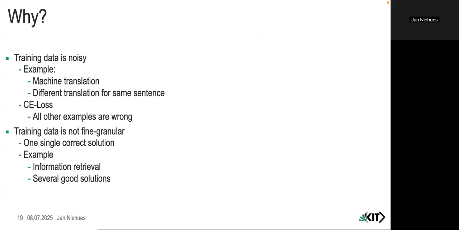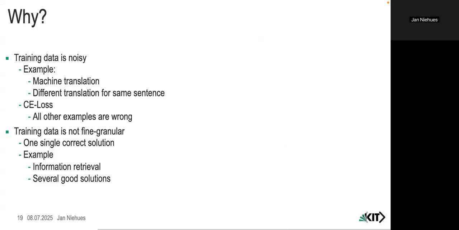Often we have ambiguous tasks. If you think about sentence generation, it can be that some are good and some are better, but it's not like the one is right and all the others are wrong. So the problem is that this training data is typically not this fine granular. You have only the one single correct solution, while in others there are many good solutions. Another example is information retrieval. Think about things like Google. There are several good answers or documents which might help you. There's typically not the one correct one.